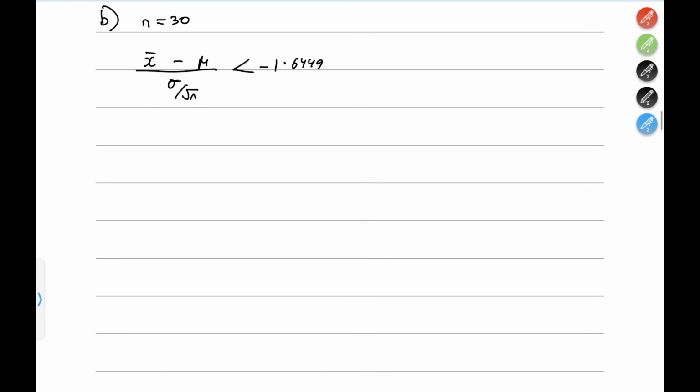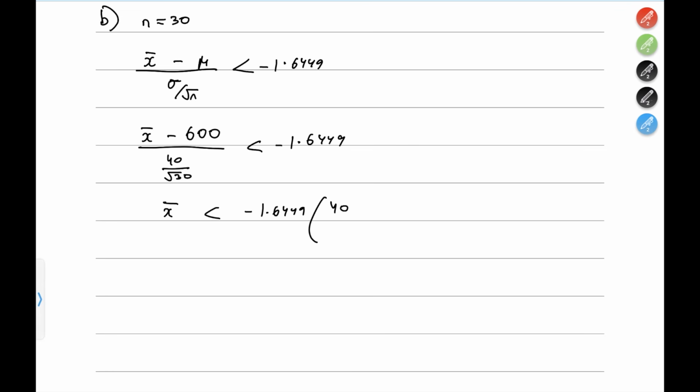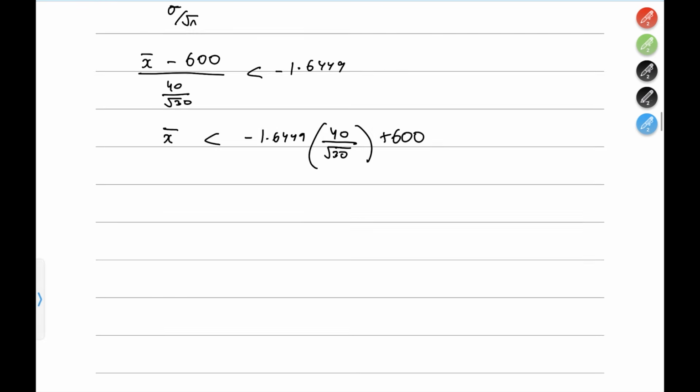Okay, so we're going to say x bar minus 600 over 40 over root 30 is less than minus 1.6449. I'm going to do this all in one go. And I'm going to say, well, x is less than minus 1.6449 multiplied by 40 over root 30 plus 600.